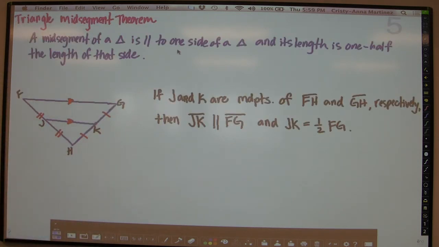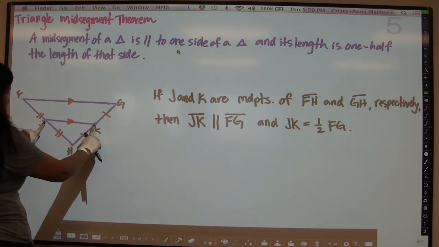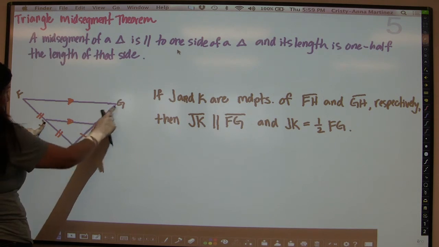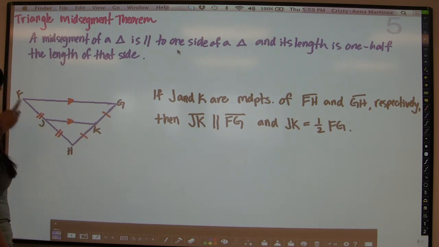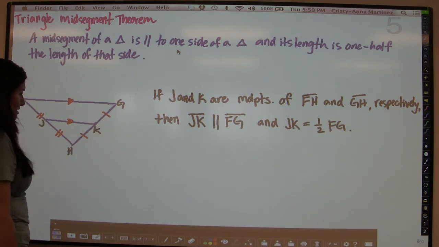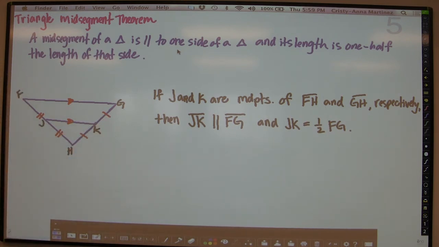our next theorem, and that is the midsegment theorem. And I want to remind you, if you have forgotten, that the midsegment of a triangle is the segment whose endpoints are midpoints of two of the sides. So this would be considered a midsegment because K is the midpoint of HG and J is the midpoint of HF. I know that because it's marked congruent. So just to remind you, a midsegment is a segment with endpoints that are the midpoints of two sides of the triangle.